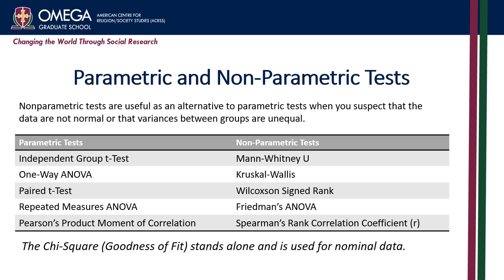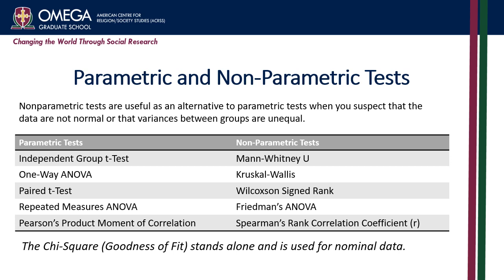So independent group t-tests, one-way ANOVA, paired t-tests, and repeated measures ANOVA are all significant difference tests. And each one of them has their non-parametric equivalents if your data are not normally distributed. So that's the Mann-Whitney U, the Kruskal-Wallis, the Wilcoxon signed-rank, and the Friedman's ANOVA. And by and large, unless you have a very large sample size, you're going to end up using non-parametric tests in your dissertation research.